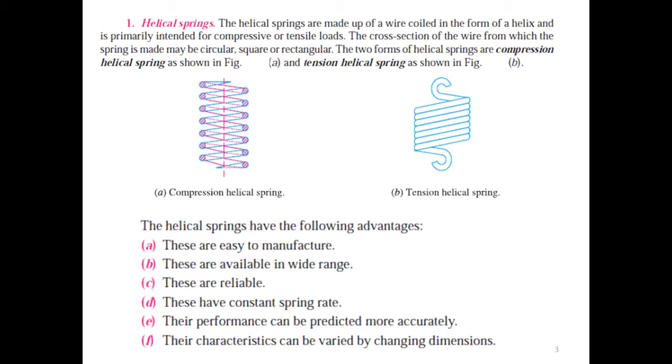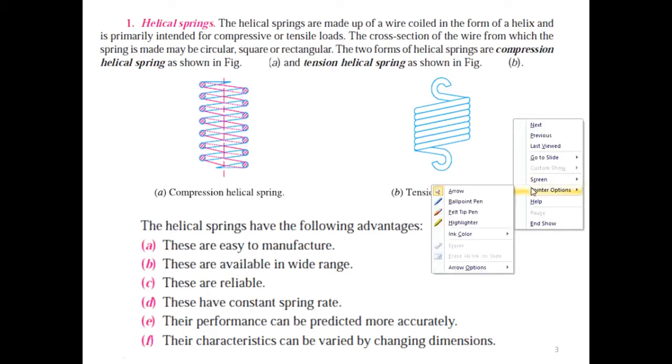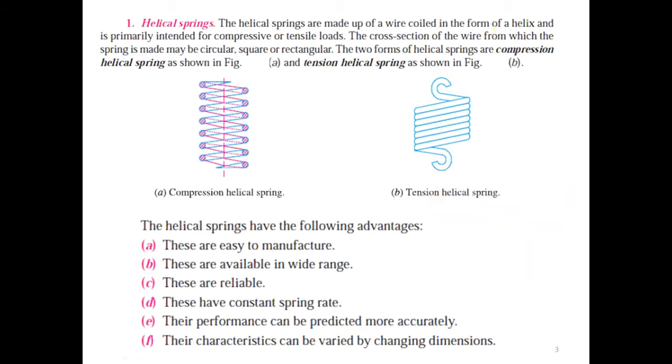So here, basically, is the helical spring. Helical springs are made of wire coiled in the form of a helix, primarily intended for compressive or tensile load. The cross section of the wire from which the spring is made may be circular, square or rectangular. Here a circular cross section is present, but in some cases a rectangular cross section is used for the spring, and the cross section depends on the type of application.